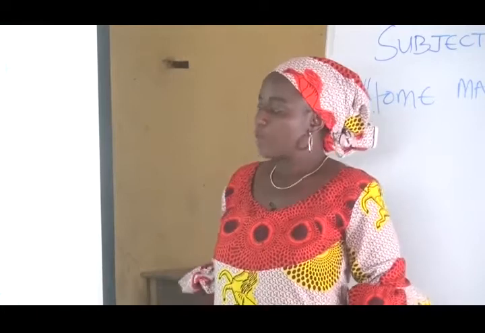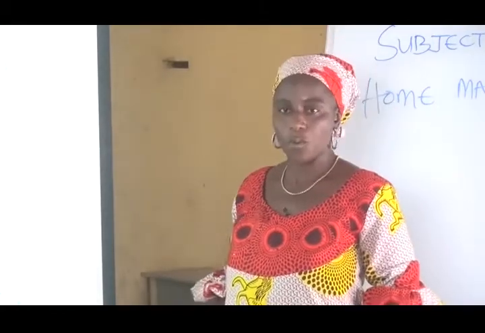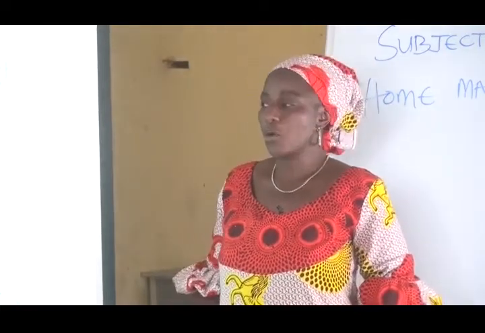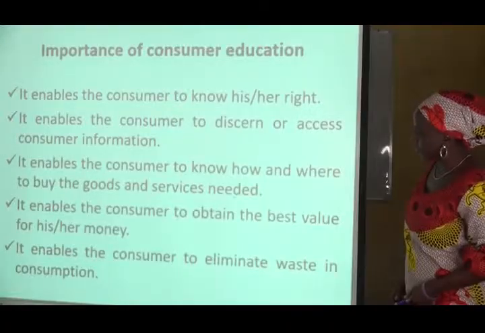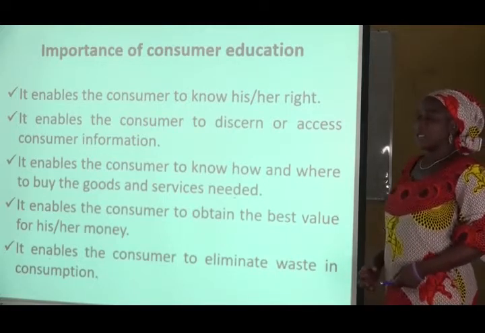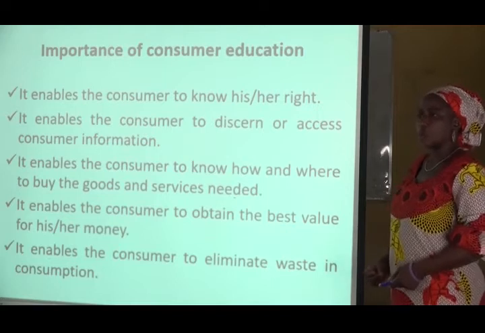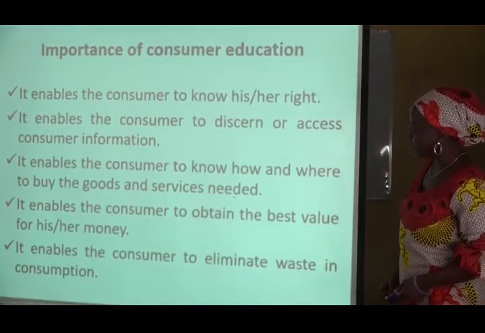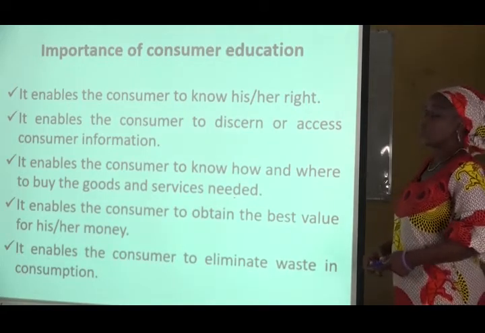A consumer must know the location where to buy your goods, and a consumer must know how to buy your goods. You can decide to pay cash at hand, buy on credit, or buy and pay instalmentally. Number four, it enables the consumer to obtain the best value for his or her money, to be satisfied with the product you are buying for consumption. Number five, it enables the consumer to eliminate waste in consumption, to do away with wastage in consumption.